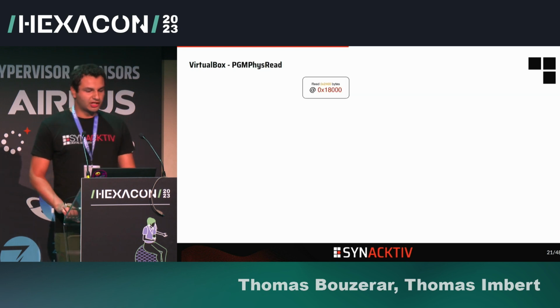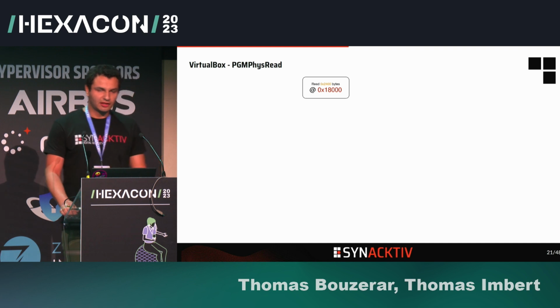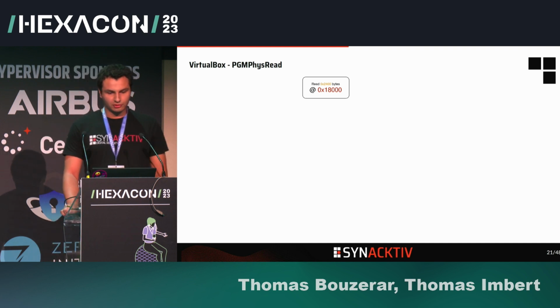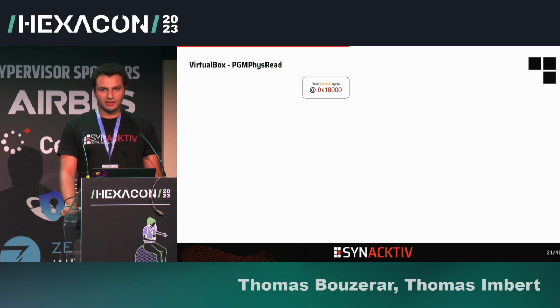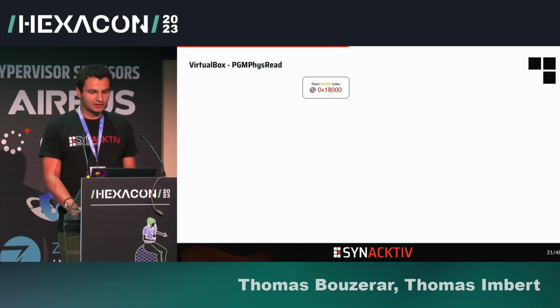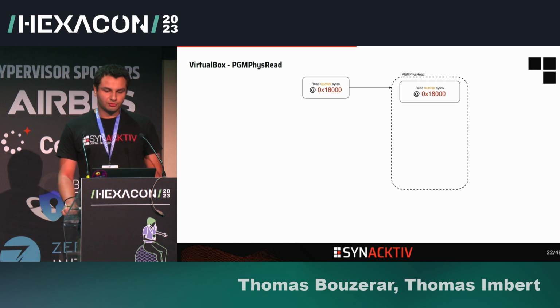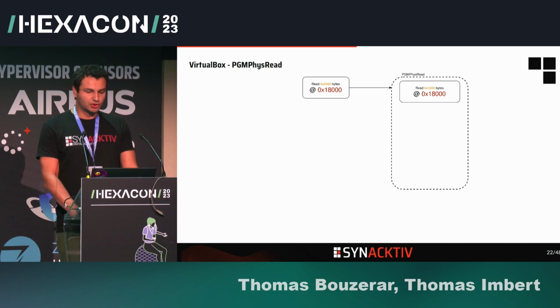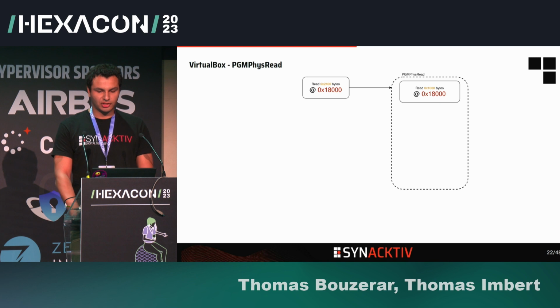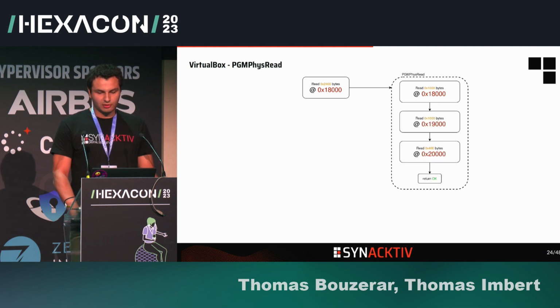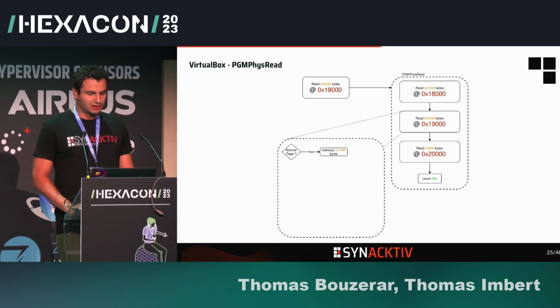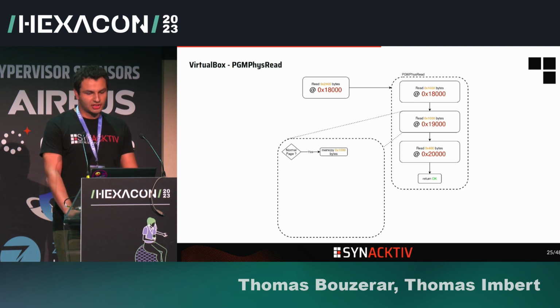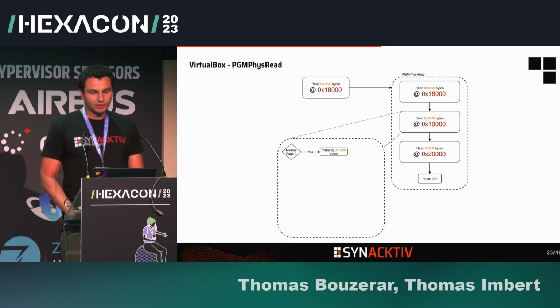So we decided to look back at the PGM physRead function, and we wondered how it works under the hood. When we want to read data from the guest memory from a virtual device, we call PGM physRead, and it will do the memory read page by page, and return OK once it's done. What really happens when it tries to read one page is that it first checks if it's a normal page. If it is, then it will simply memcpy the data into the destination buffer.